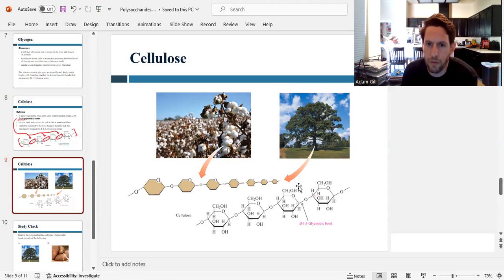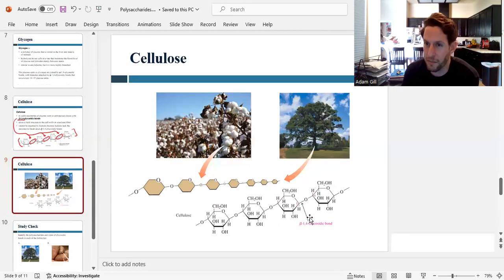Now, we don't have the ability to eat wood or cotton for energy, even though it's made of glucose. And the reason for that is we lack the specific enzyme to break beta 1,4 glycosidic bonds between glucose. So simply because we don't have the enzyme to break this bond, when we eat wood, it just goes right through us. We call it fiber. So fiber is non-digestible carbohydrates because your body lacks the enzymes to cut it down.